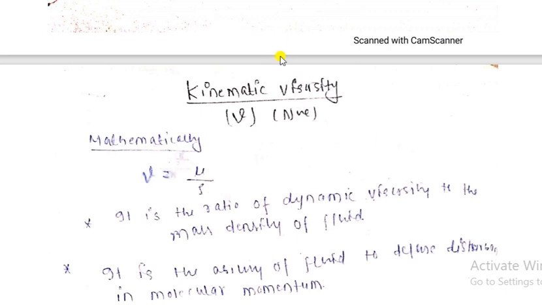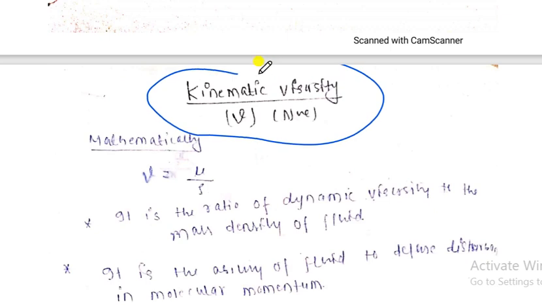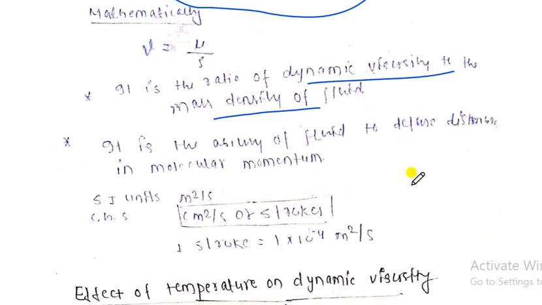So let's talk about the kinematic viscosity. We have already discussed Newton's law of viscosity and the dynamic viscosity units. Now we'll discuss kinematic viscosity, represented by a small v. It is the ratio of dynamic viscosity to the mass density of the fluid, so mu by density of fluid. It is the ability of the fluid to diffuse molecular momentum.